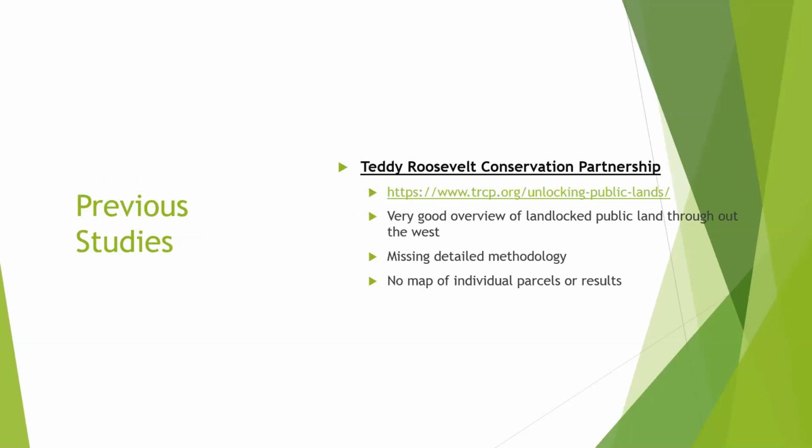It talks about why it's important, and it shares numbers for each state. But this is geared towards the general public and not GIS nerds like me. So it didn't have a detailed methodology and didn't have a map of the results. So when I was reading the study, I was wondering, how would I perform this analysis? And that's kind of how this project came about.